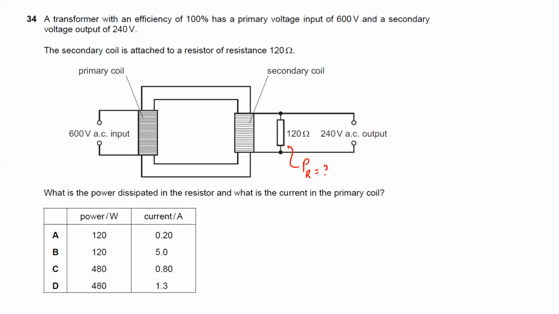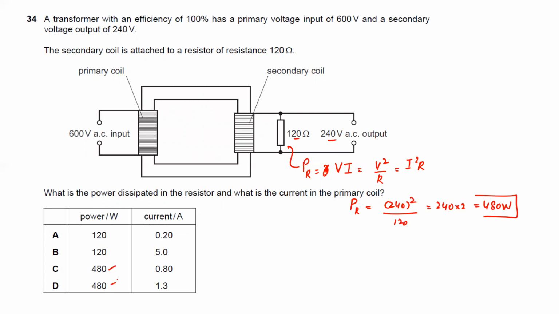So for power dissipated, remember, P equals VI, or V squared by R, or I squared R. Here we are given the voltage and the resistance. So we simply calculate the power in the resistor: 240 squared divided by 120. So 240 multiplied by 2 is 480 watts. This is the power. So answer C and D can be the right choice. Let's find out the value of current.